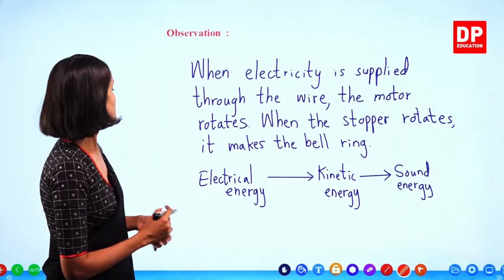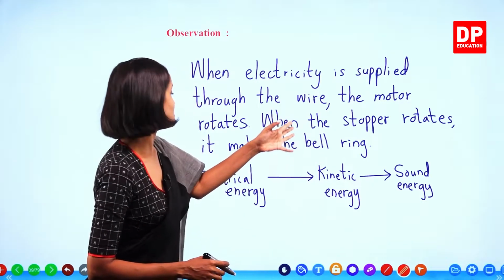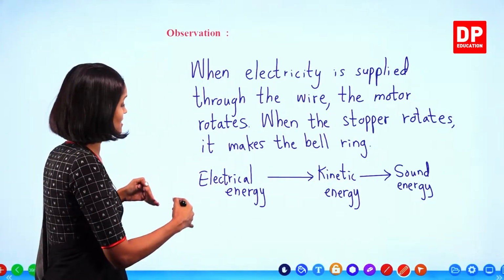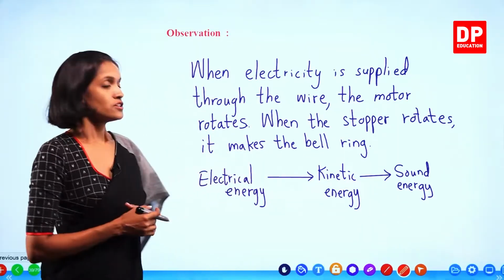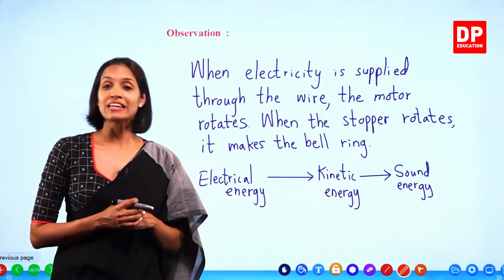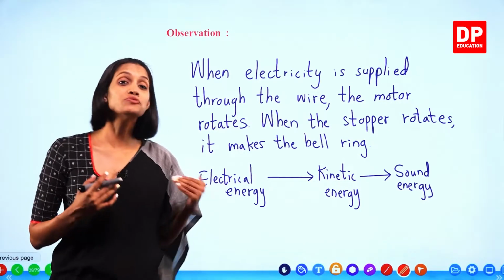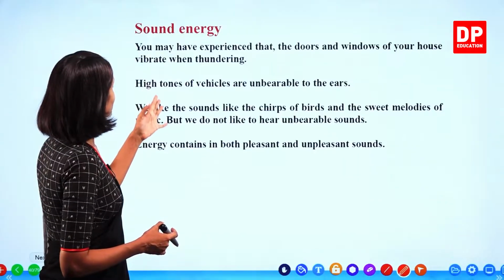Right, children? Electrical energy is converted to kinetic energy. Kinetic energy is converted to the sound energy. So basically, using the electrical energy, sound energy is produced. I hope you understood about electrical energy very well. Now we are going to learn about the next form of energy: sound energy.